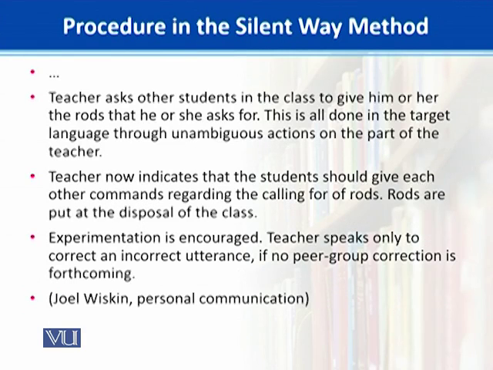Then the teacher asks the students in the class to give him or her the rods that he or she has asked for. And this all is, by the way, to be done through the target language with unambiguous actions on the part of the teacher. Now the teacher indicates that the students should give each other commands regarding the calling for the rods. So now what is going to happen is the teacher is out of the way now, and the learners are going to do this as pairs. Experimentation is encouraged, and the teacher speaks only to correct an incorrect utterance if no other pair in the group can do that kind of correction.